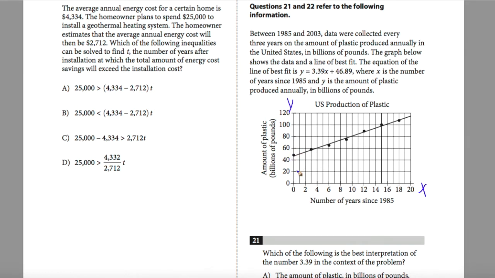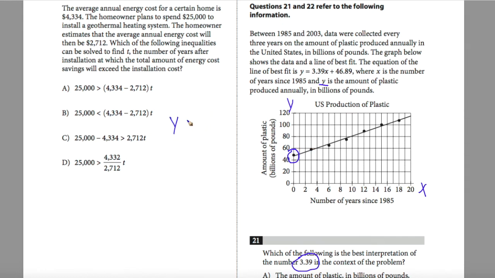I can already see that my 46.89, when my x is 0, is going to be my initial amount. And the 3.39 is most likely going to be correlated to the rate in some way, or the rate of increasing, or slope. It says where X is the number of years since 1985 and Y is the amount of plastic produced annually in billions of pounds. So let's slide down and see what the question is asking. Which of the following is the best interpretation of the number 3.39 in the context of the problem?